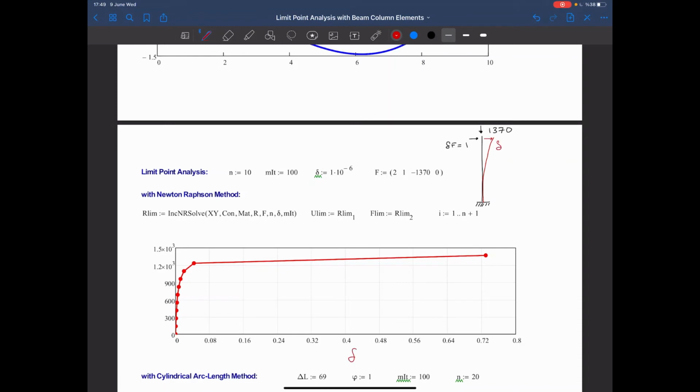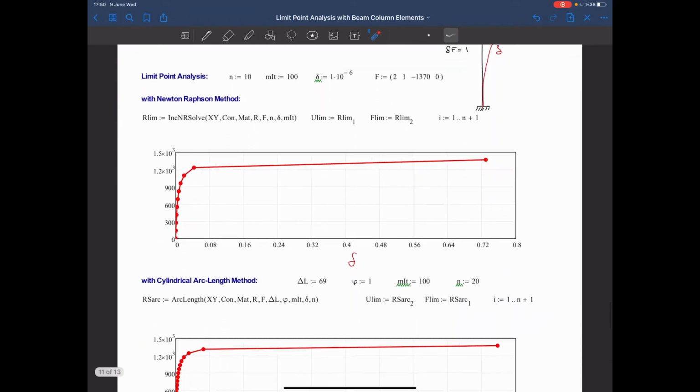So the x-axis is the displacement. I'm solving this by using 10 increments. As you see at the beginning, the delta is small, it doesn't increase, but as I increase the axial load, the deflection starts to increase, and when you get very close to the buckling load, you see a very huge displacement. So somewhere here you have the limit point, and after that you can continue. You will see that after that your solution will be ridiculous. So this is the result with the Newton-Raphson method.